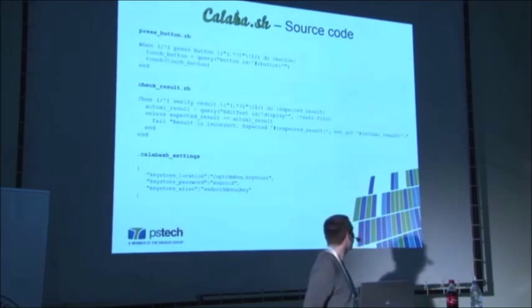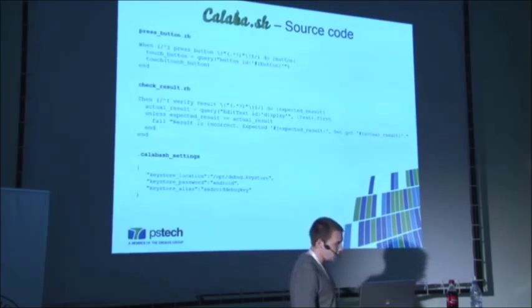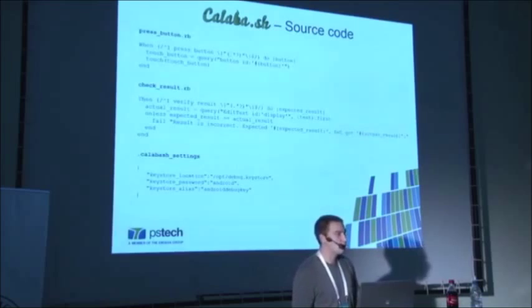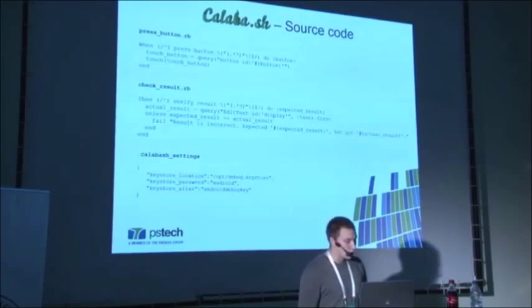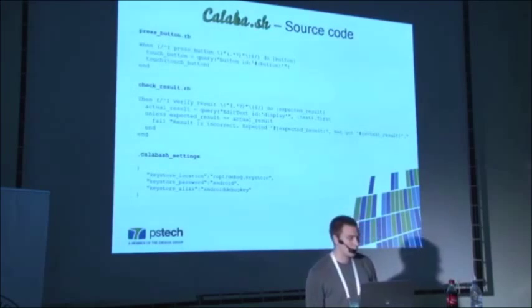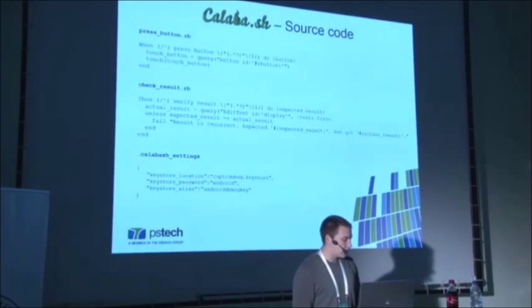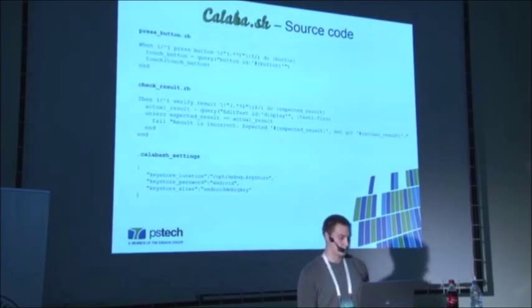This is one additional file called Calabash settings. This file has information about the keystore location on our machine. Here we have the location, we have the password, and we have the alias for this keystore. So please remember this, we will use it later, and this is really important.